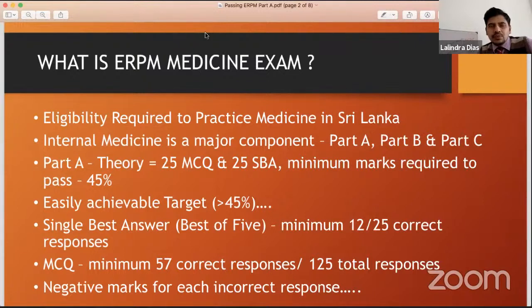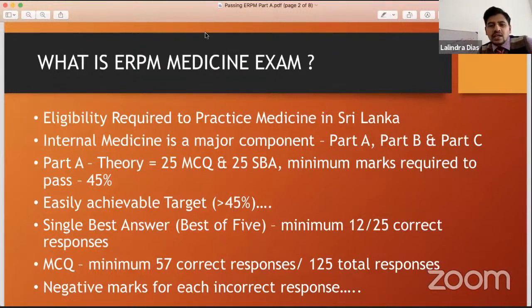Coming back to part A, today's talk, it is the theory component where we test a student's knowledge on the essential areas in internal medicine. In the theory component, you will get 25 MCQs and 25 single best answer questions, and you are given a period of 2.5 hours. And what is the minimum mark to pass the exam? In most other exams in the world, like PLAB or AMC, you need a pass mark of 50%.